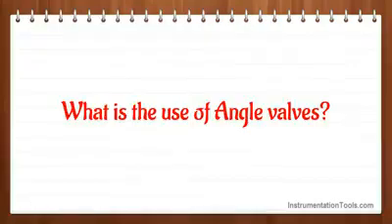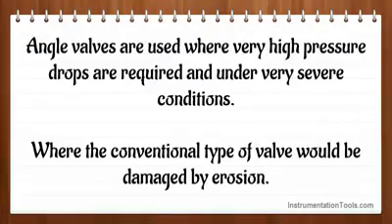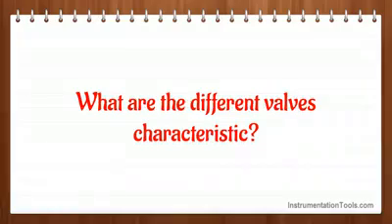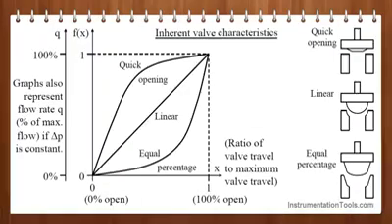What is the use of angle valves? Angle valves are used where very high pressure drops are required and under very severe conditions, where the conventional type of valve would be damaged by erosion. What are the different valve characteristics? The different types of valve characteristics are linear, equal percentage, quick opening.